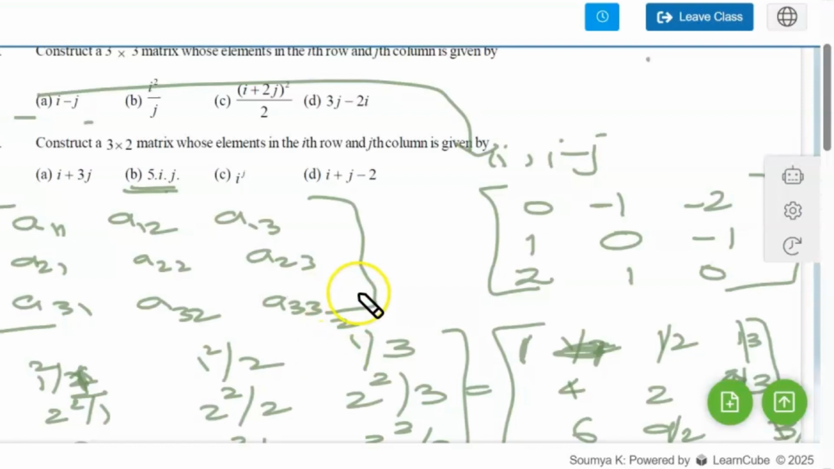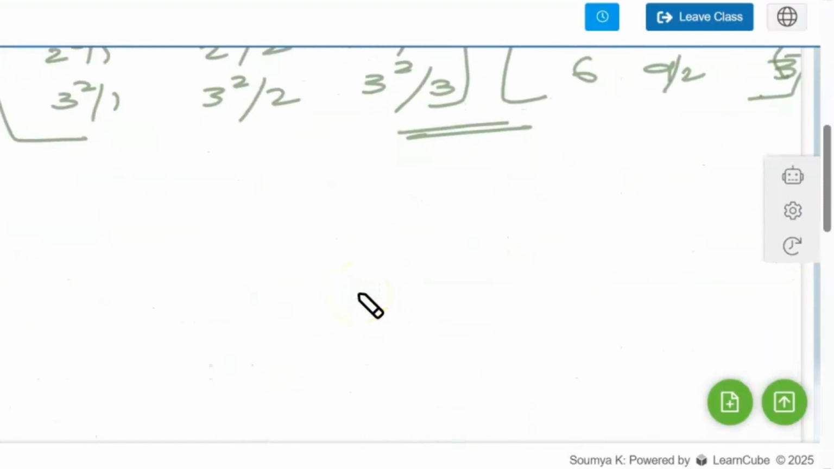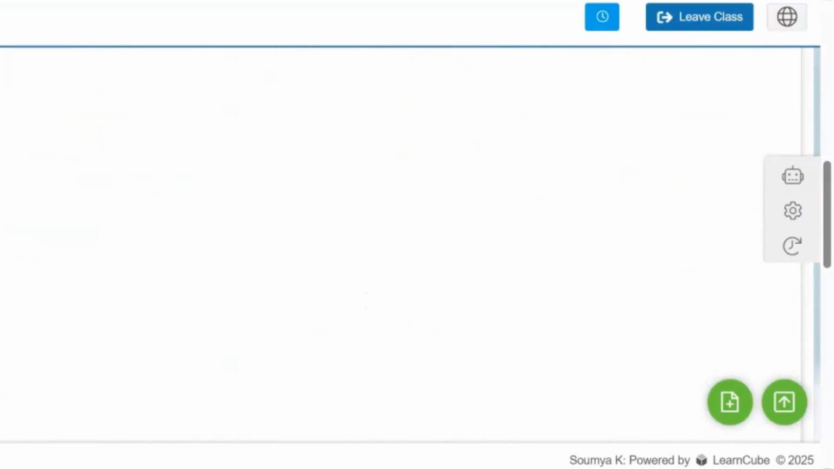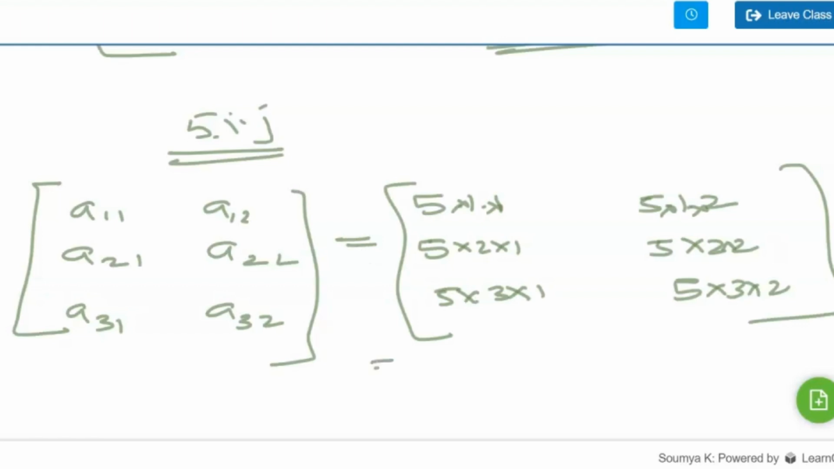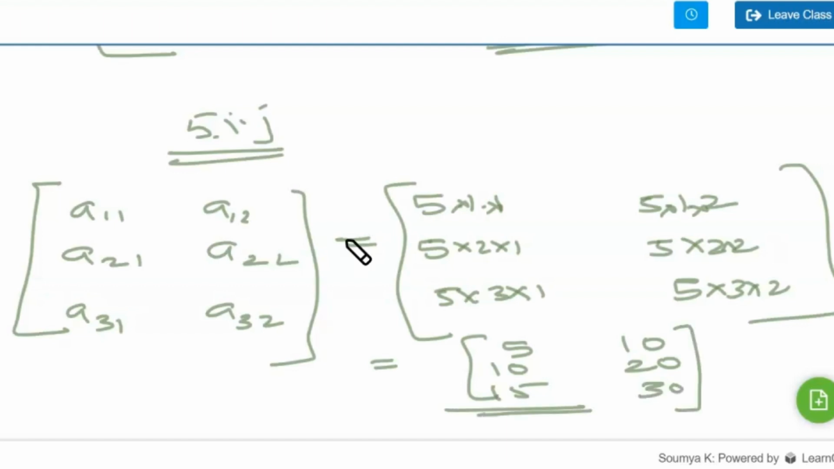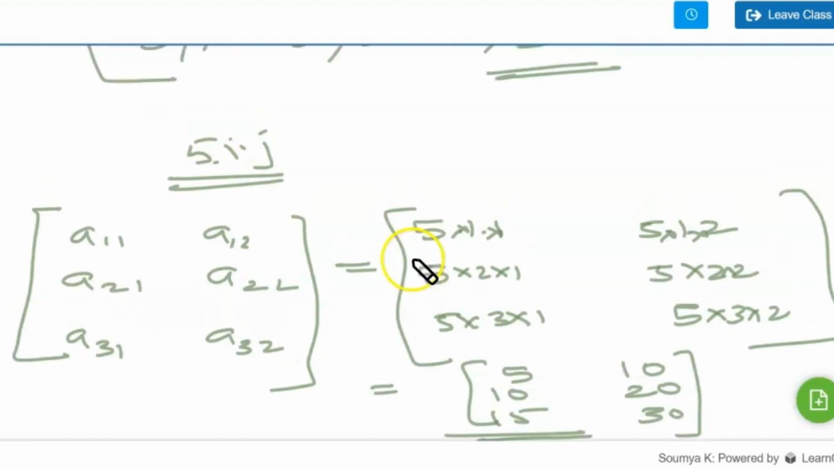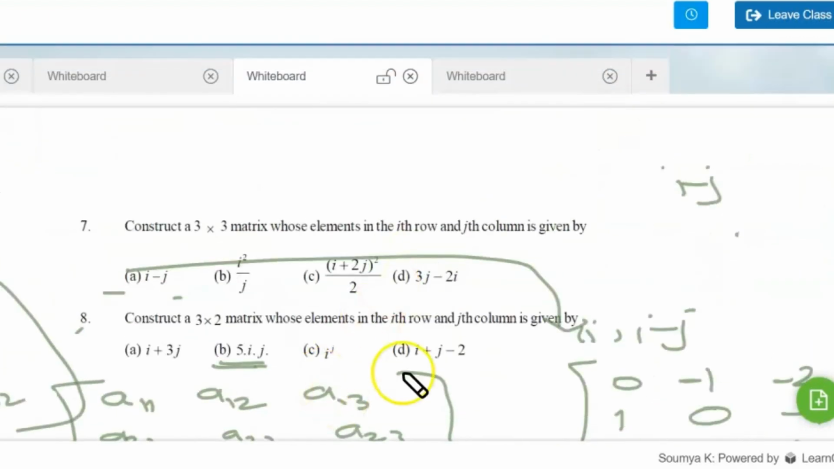So 5ij. If it is 5ij, so we are using this formula for that third question. So it will be 5 2s are 10, 5 2s are 15. Here it is 10, 4, 20 and then 6, 30 here. So this is the resulting matrix that you will be getting for 5ij. Okay. Similarly, you have to do other questions also.